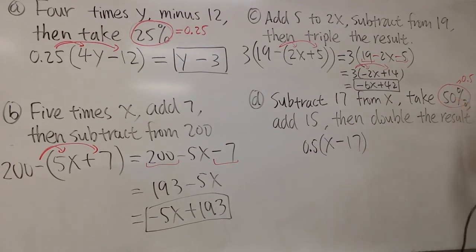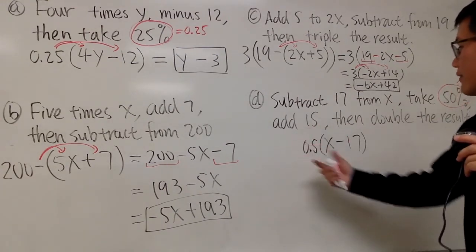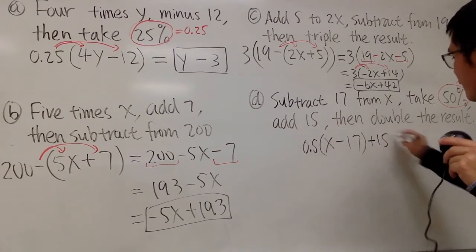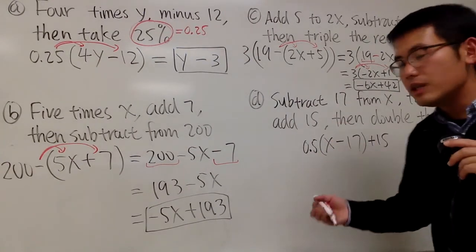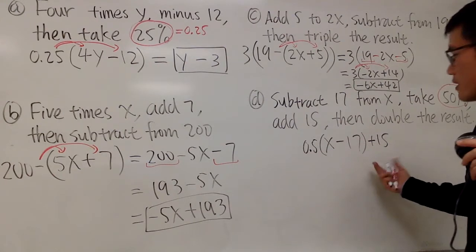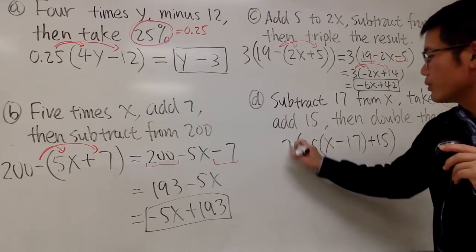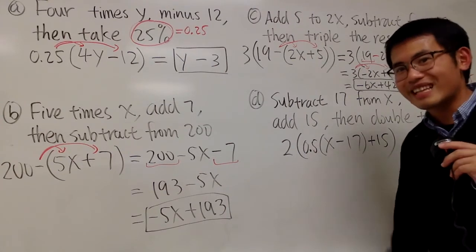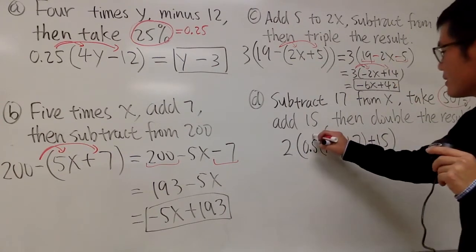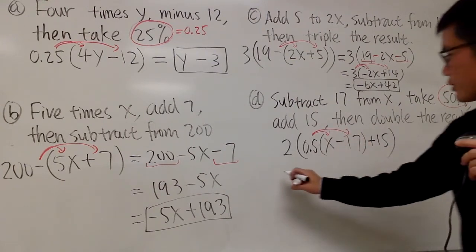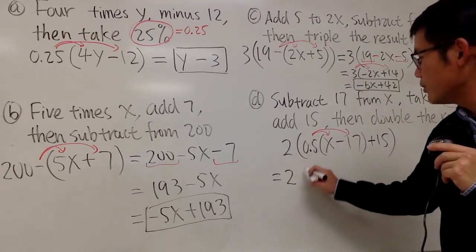So take 50%. And then after that, we have to add 15. So this is the expression. Go ahead and then add 15. And then finally, we will have to double the result. So this whole thing, put that in your parentheses, and then we are going to multiply by 2, just like that. All right, inside out, this times this times that. So I will actually just write it down right here for you guys. Here we have 2 parentheses.